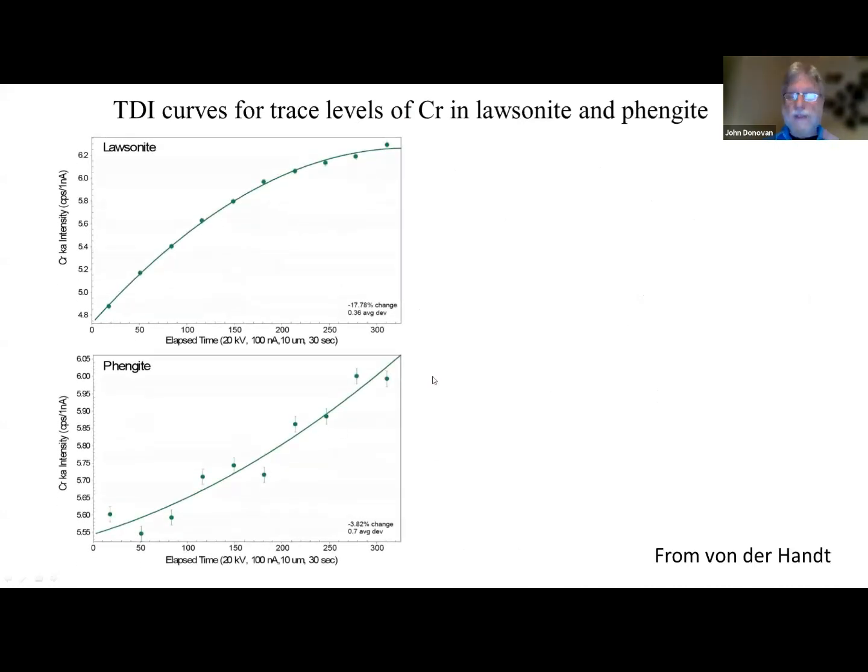And as Annette mentioned, she thinks that almost any element under the right conditions will show ion migration and volatilization effects. And I think she's correct. This is a figure from her paper she's working on. This is showing trace chromium in lawsonite and phengite. Lawsonite, as you may know, is a hydrous mineral. Basically, it's an anorthite with water stuck in the middle of the unit cell. And phengite, that's a sheet silicate. And she sees these TDI effects even for trace elements.